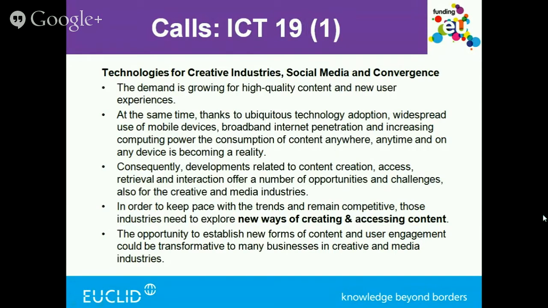The first one is ICT 19, Technology for Creative Industries, Social Media and Convergence. So this is about bright ideas. Essentially, I don't have to read all this to you: exploring new ways of creating and accessing content. Okay? So if you are involved with the creative industries and social media and you've got some bright ideas about innovative new ways of helping create and access content that brings together different platforms or mechanisms or media or whatever it might be, this could be relevant to you.